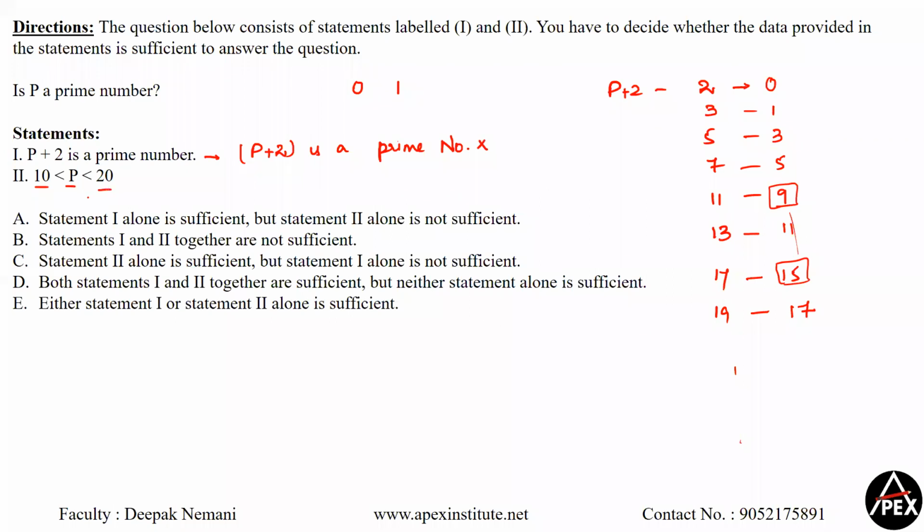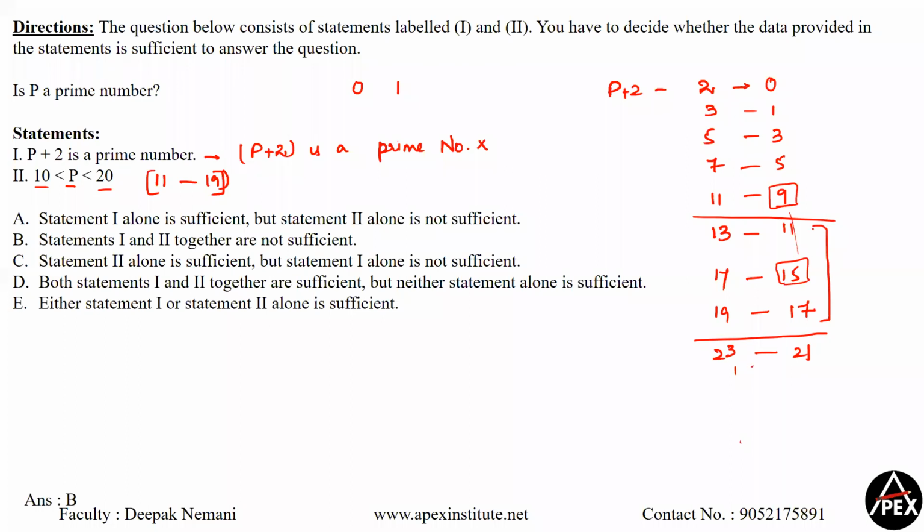Now statement 2: 10 less than P less than 20. So you will have values from 11 to 19, isn't it? Now we cannot determine whether P is a prime number or not. Now if I consider these two statements, P plus 2 is a prime number and 10 less than P less than 20, then what can be the values? 11, 15, 17, and if P is 21, P plus 2 is 23, so yeah, then 21. No. Okay, so we have three different values: 11, 15, and 17.